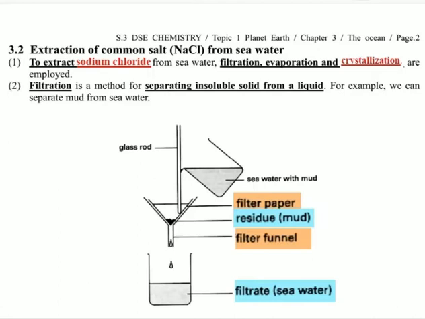Okay, from seawater, if we want to extract the common salt, we can carry out different separation techniques. For example, if we want to take sodium chloride from seawater, we can firstly filter the mixture, because in seawater there may be some sand, mud, or some seashells inside. So in order to separate these insoluble substances from our seawater, we need to do filtration.